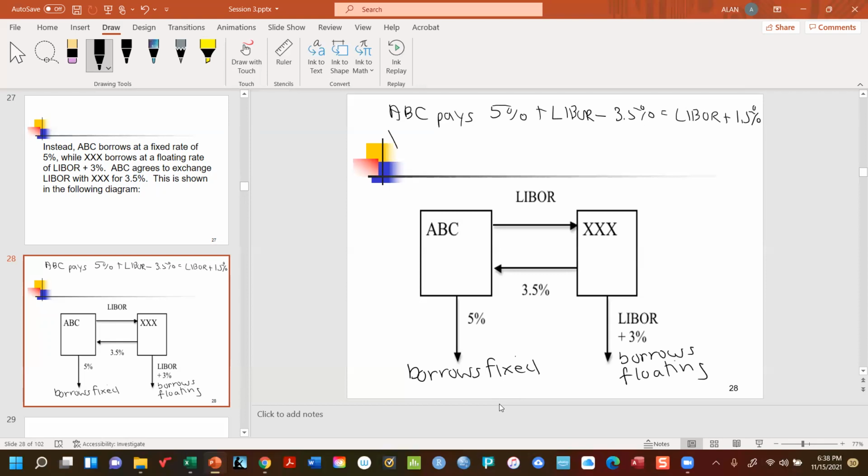Whereas XXX, they're paying LIBOR plus 3 for their loan, plus another 3.5% with a dealer, and then they get repaid LIBOR. So they're paying 6.5%.